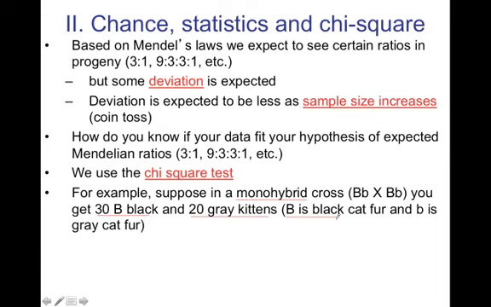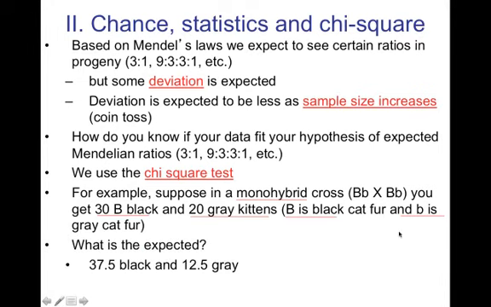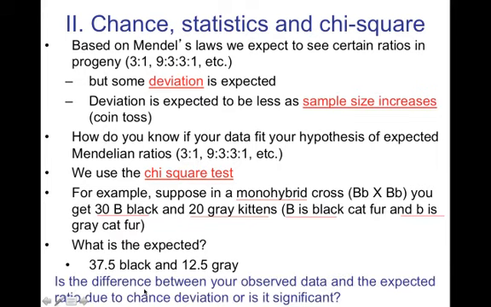Our problem tells us that this B allele gives us a black cat, and when you're homozygous recessive for b, you get gray. So what is the expected? Well, if we add these up, there are 50 cats here, and if you take 50 and multiply it by 75%, you would expect 37.5 cats to be black, and then you take the total of 50 cats and multiply it by 25%, and you would expect 12.5 cats to be gray. Now, obviously, we don't expect half of a cat to be black or half of a cat to be gray. These are just our expected numbers. Our observed numbers, of course, will be whole numbers.